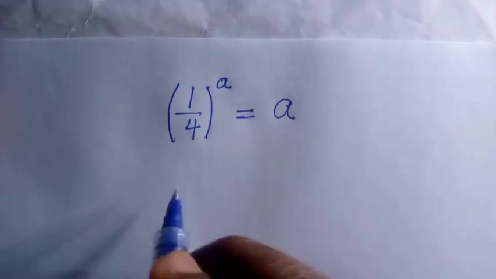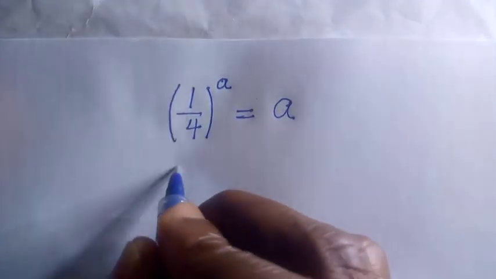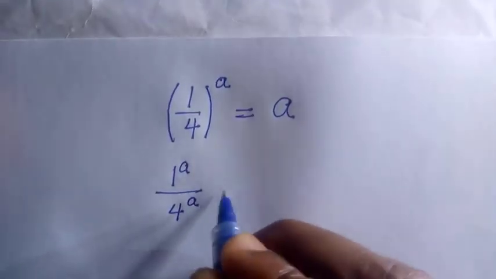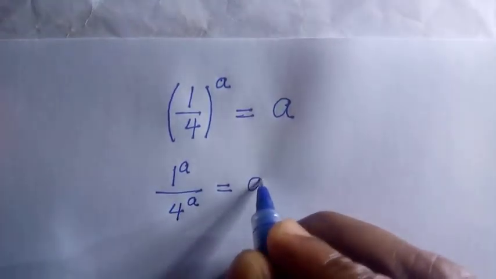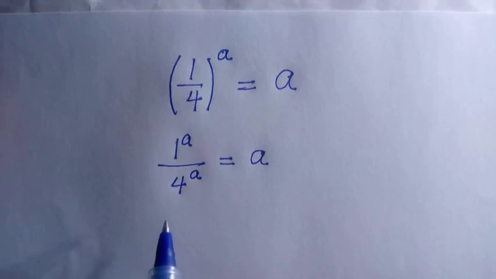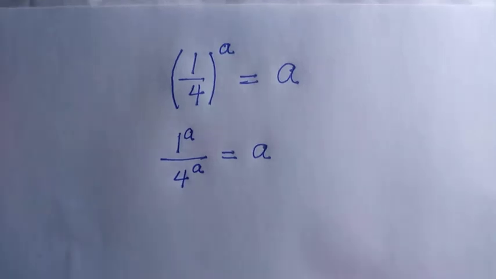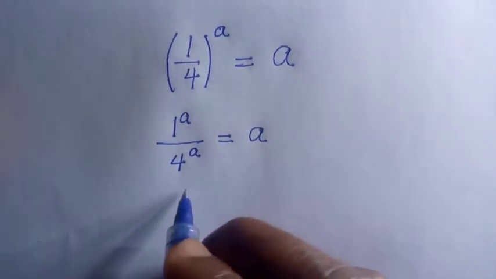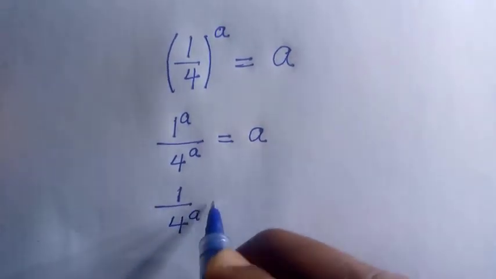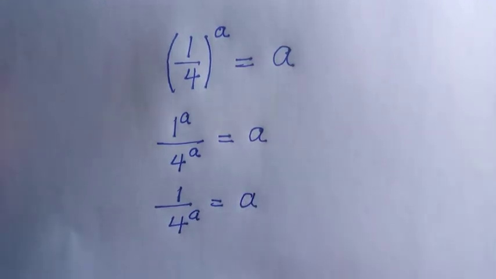To solve this, we have to separate this first, as we have 1^a divided by 4^a equals a. Note that anytime we have 1 to the power of a, irrespective of the value of a, everything gives us 1, either positive, negative, or 0. So 1^a results to 1 divided by 4^a, everything equals a.